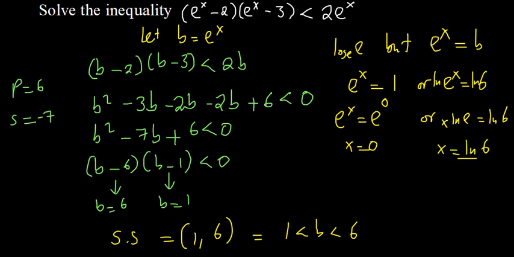So these are our two values. Now remember, we are finding the solution between 1 and 6, but 1 is equivalent to 0 in terms of x, and 6 is equivalent to natural log of 6 in terms of x, because these were values of b. Therefore, the solution set for our final answer is going to be (0, ln 6).